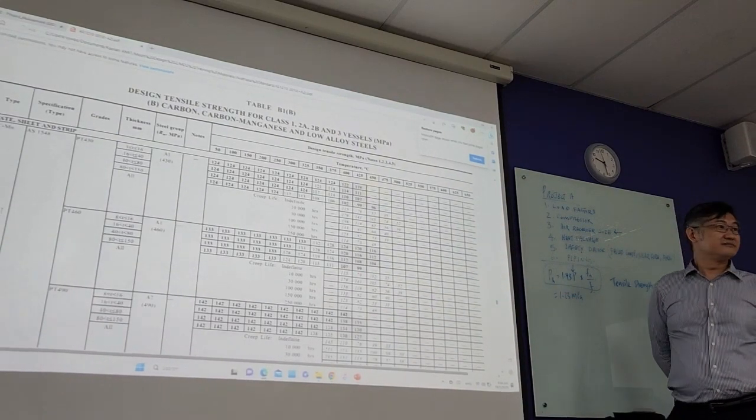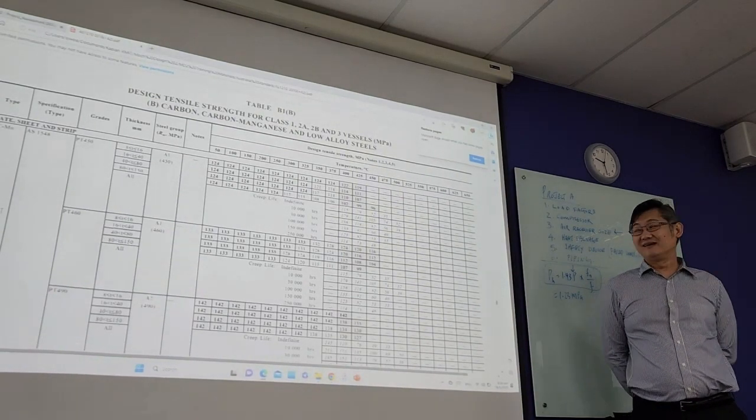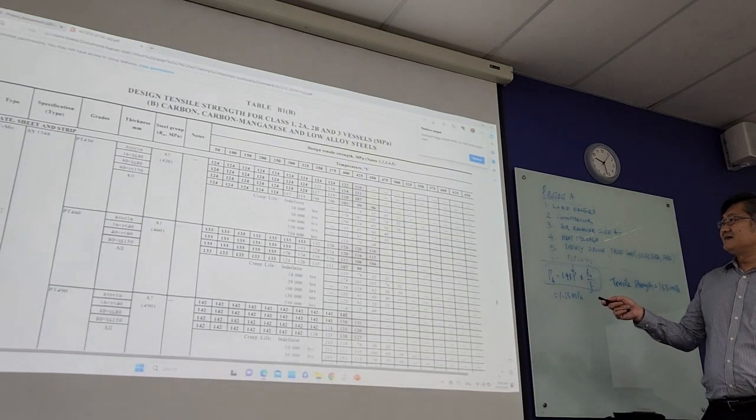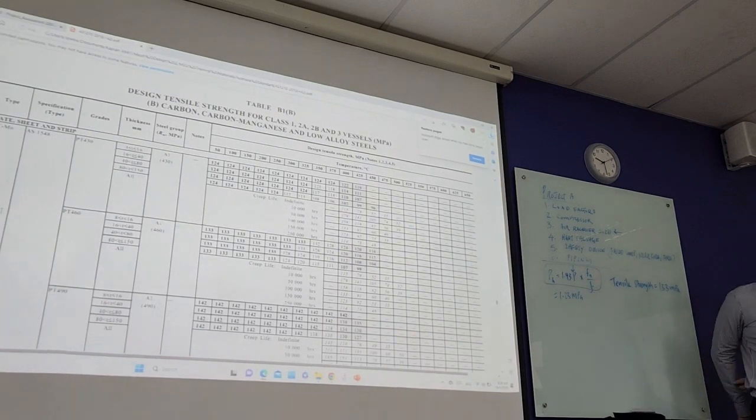So that is the Fn over there, the tensile strength, yes, the design strength. Alright, so this is our design tensile strength. Okay, this is the one that we want to put in.